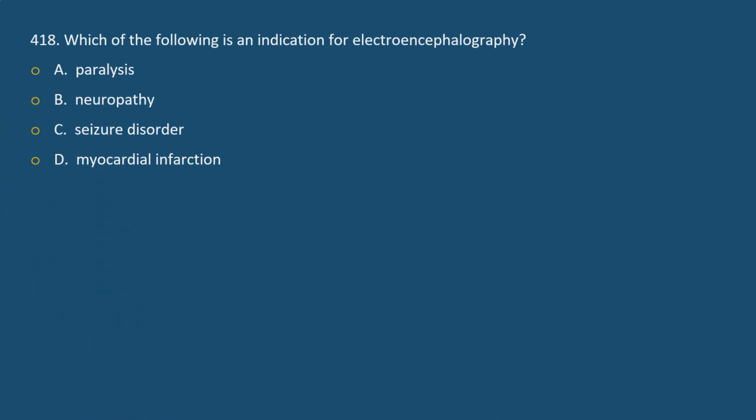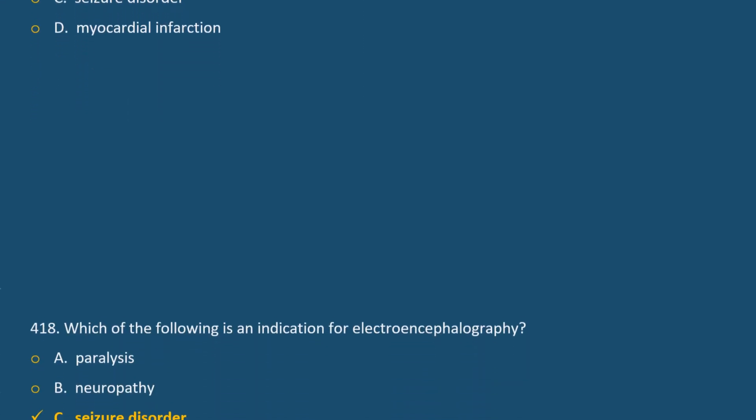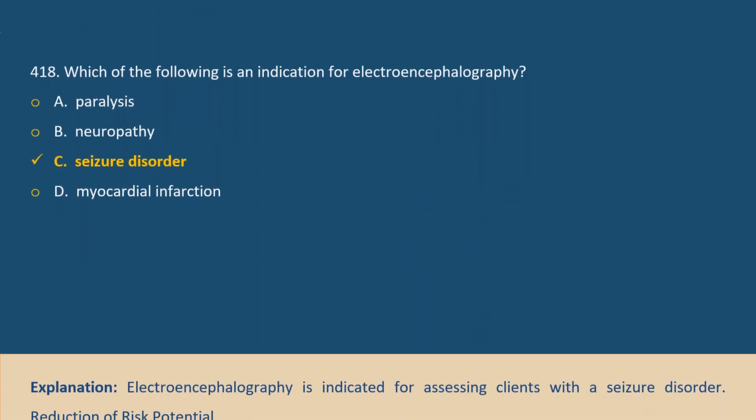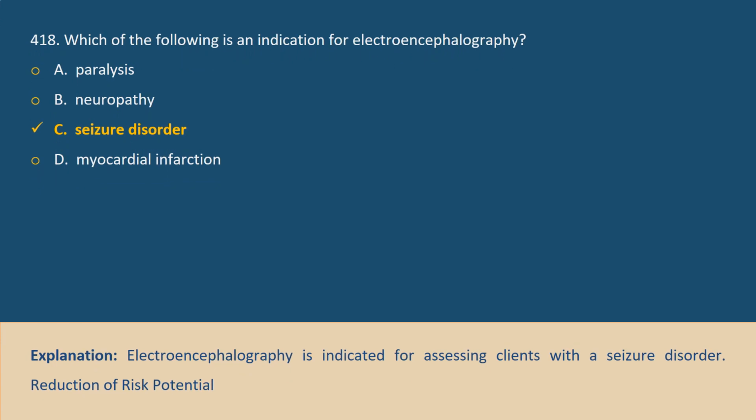Question 418. Which of the following is an indication for electroencephalography? A. Paralysis. B. Neuropathy. C. Seizure disorder. D. Myocardial infarction. Answer C. Explanation. Electroencephalography is indicated for assessing clients with a seizure disorder. Reduction of risk potential.